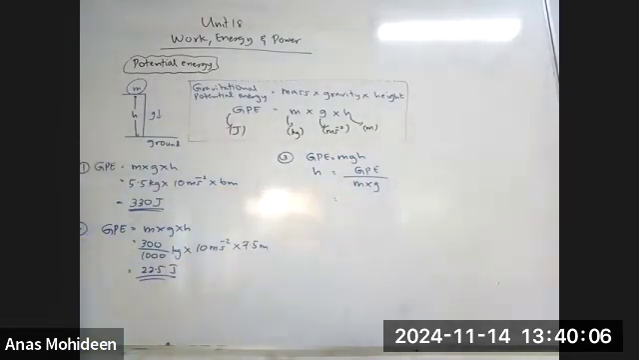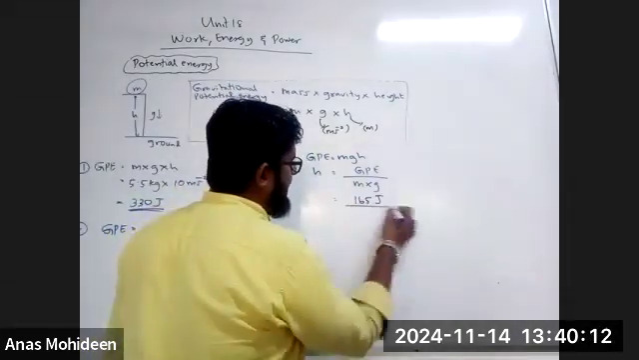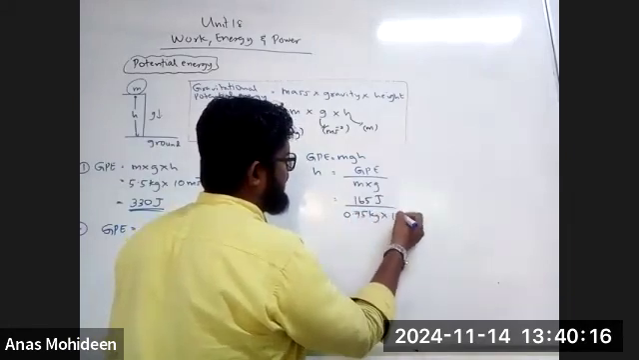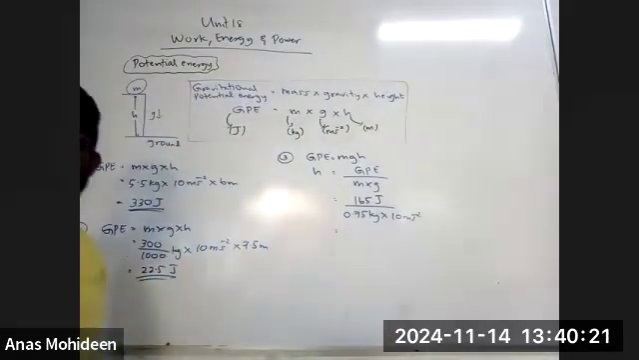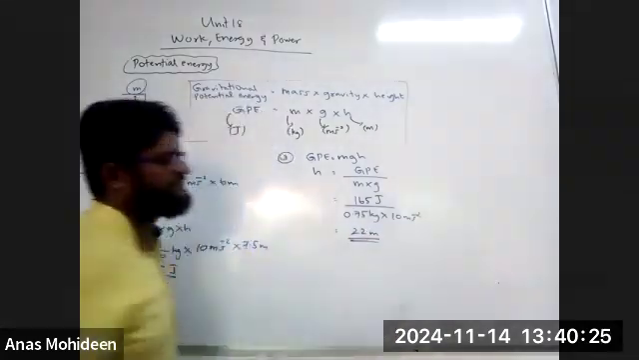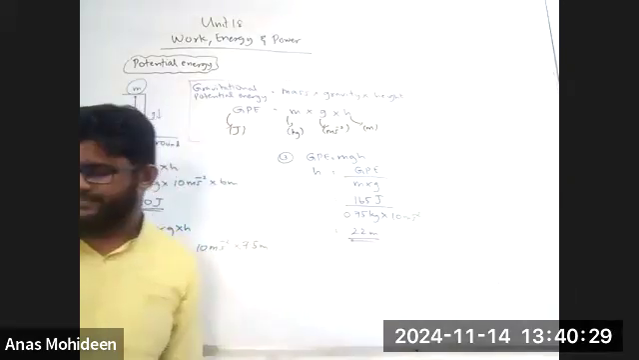So how much is GPE? 165 joules. 165 joules divided by the mass, 0.75 kilogram, into 10. How much is it? 22 meters. Check if it's correct. 22 meters.